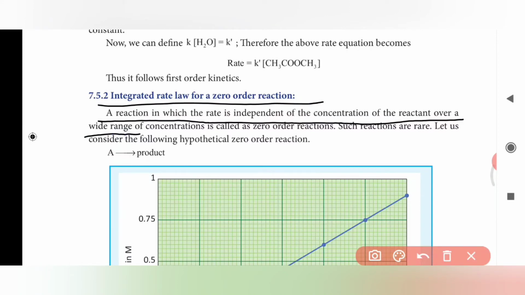Such reactions are rare. Let us consider the following hypothetical zero order reaction: A gives product B.